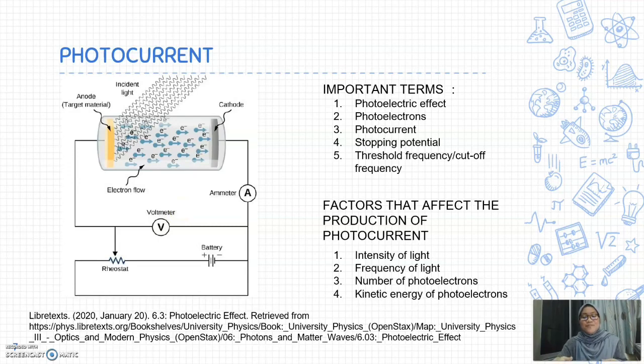This will be further explained. You can see why threshold frequency is related to photocurrent in the section on factors that affect the production of photocurrent. There are 4 factors that affect the production of photocurrent. The first one is the intensity of light. The second one is the frequency of light. The third one is the number of photoelectrons. And the last one is the kinetic energy of photoelectrons. These factors will be further explained by my friend Alia. Thank you.